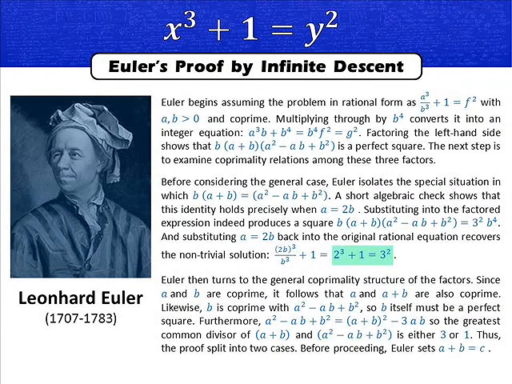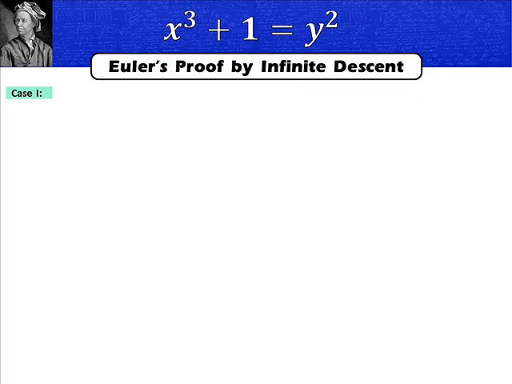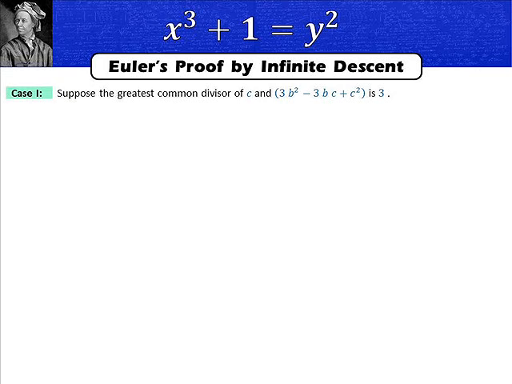Before proceeding, Euler sets a plus b equals c. With this substitution, bc times 3b squared minus 3bc plus c squared must be a perfect square. Case 1. Suppose the greatest common divisor of c and 3b squared minus 3bc plus c squared is 3.